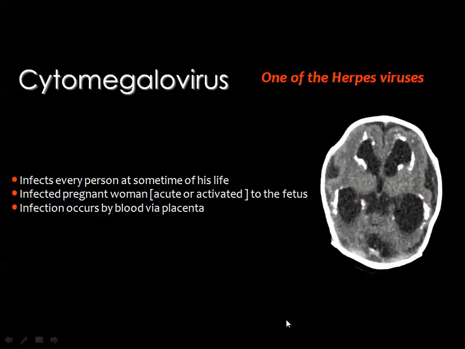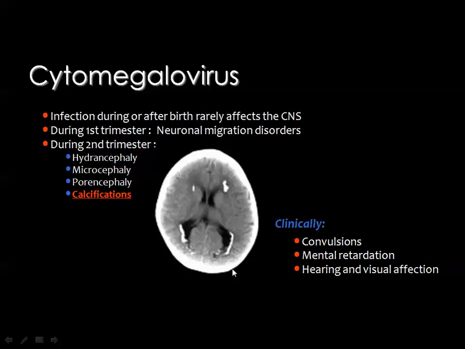And cytomegalovirus is one of the herpes viruses. It infects every person at some time of his life, and the infection of the infected pregnant woman may transmit this to the fetus. The infection occurs by bloodstream through the placenta. It will result in the same manifestations in the form of multiple periventricular calcification, but this calcium, in most of the cases, is intimately related to the wall of the ventricle, occurring in the subependymal area.